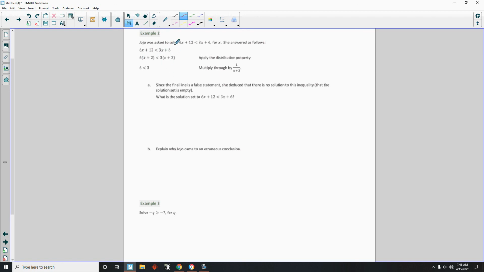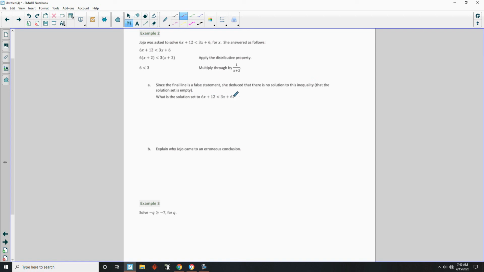Okay. But then she said x plus 2 is in both, so if I divide both sides by x plus 2, I get 6 is less than 3, or multiplied through by 1 over x plus 2 is the same as dividing by x plus 2. So she applied the distributive property, and she multiplied through both sides by this. Okay. A, since the final line is a false statement, she deduced that there is no solution to this inequality, that the solution set is empty. What is the solution set for 6x plus 12 is less than 3x plus 6?